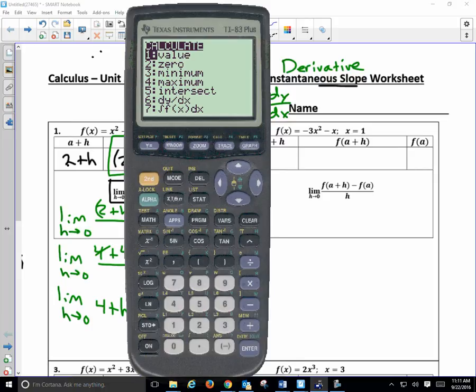Something you never knew about before. Now you know about it. You press 6, and now we have to tell it at what x value we want to know the instantaneous rate of change. What's the x value that we used in number 1? So you type in 2, and you get dy over dx is 4. So this is how you check your answer today, okay? If you want to know if you got it right, this is how you check your answer.